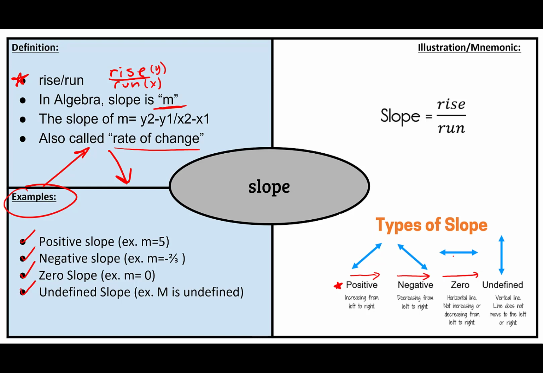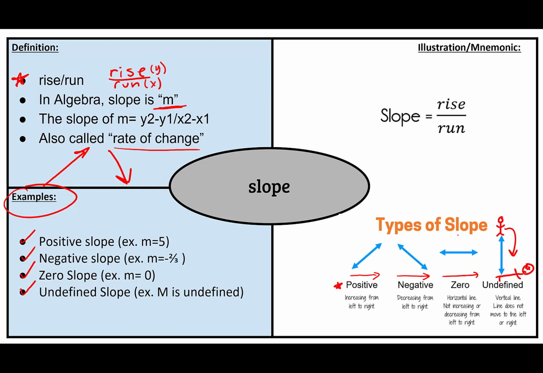And an undefined line is a completely vertical line. A line does not move to the left or the right. One way to determine if you have an undefined slope is to just picture a little dude up there. He has nowhere to walk, right? If he were to try to go left or right, he would plummet off the top and a little X's on him. He would not survive that fall. So that's one easy way to kind of picture slopes.